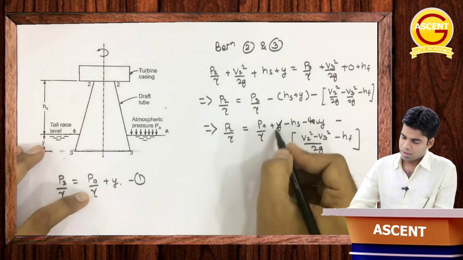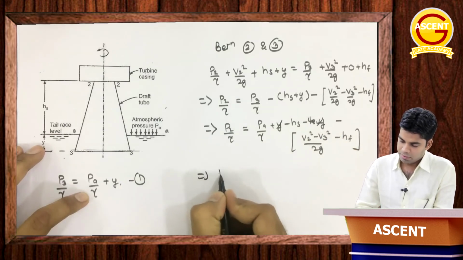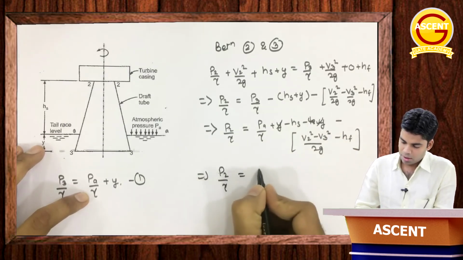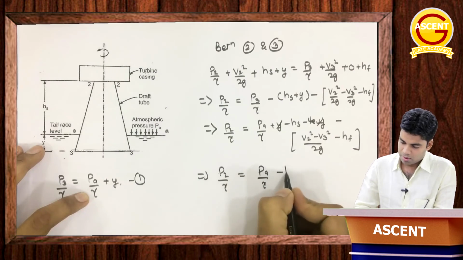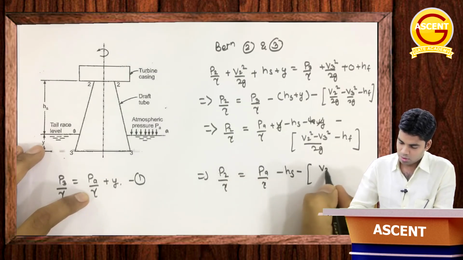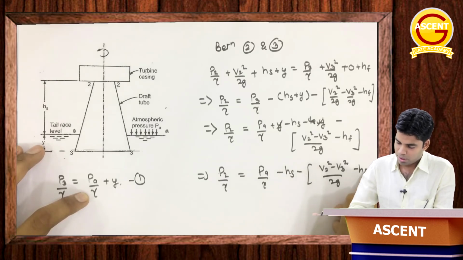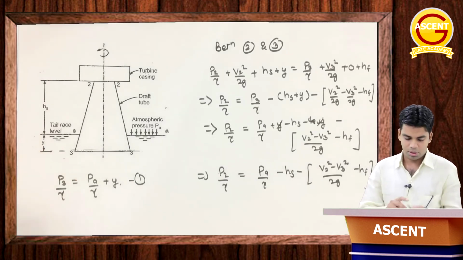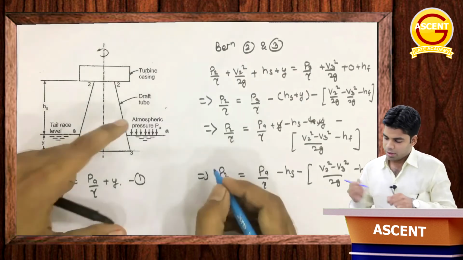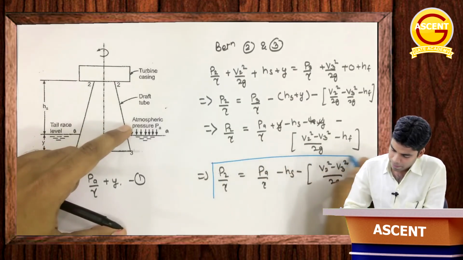Getting this? So this Y will be cancelled out, and finally we will get P2 by gamma equal to PA by gamma minus HS minus of V2 square minus V3 square by 2G minus HF. Okay, so this is the expression. And one thing is clear from this expression, what?